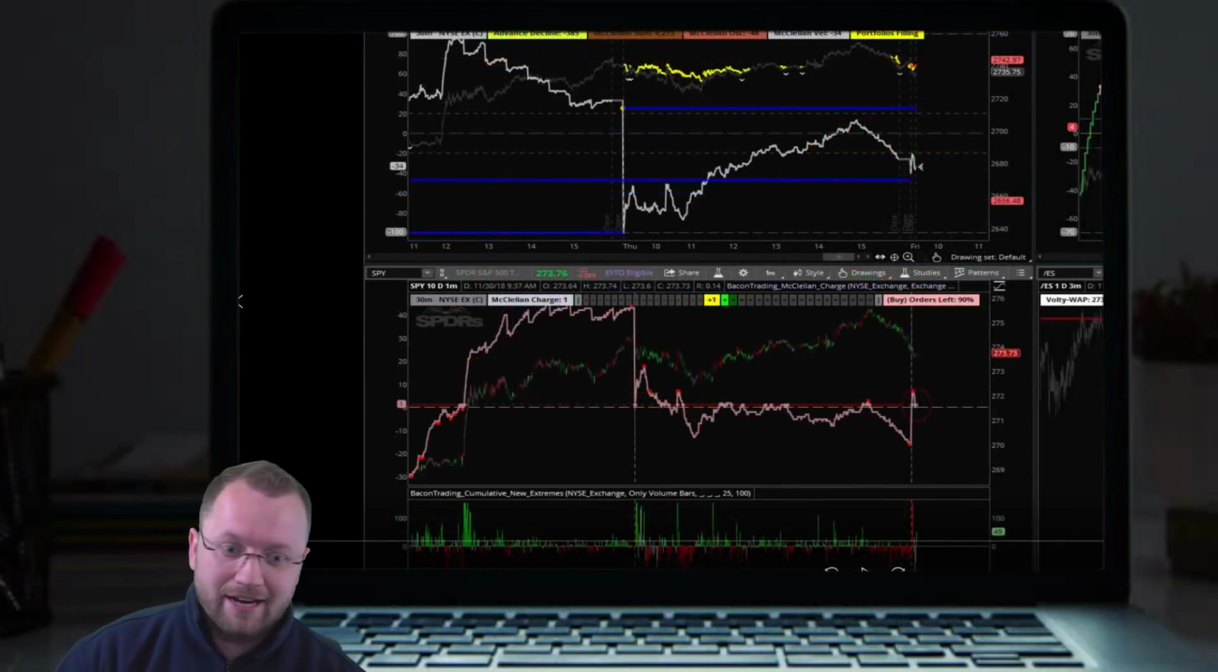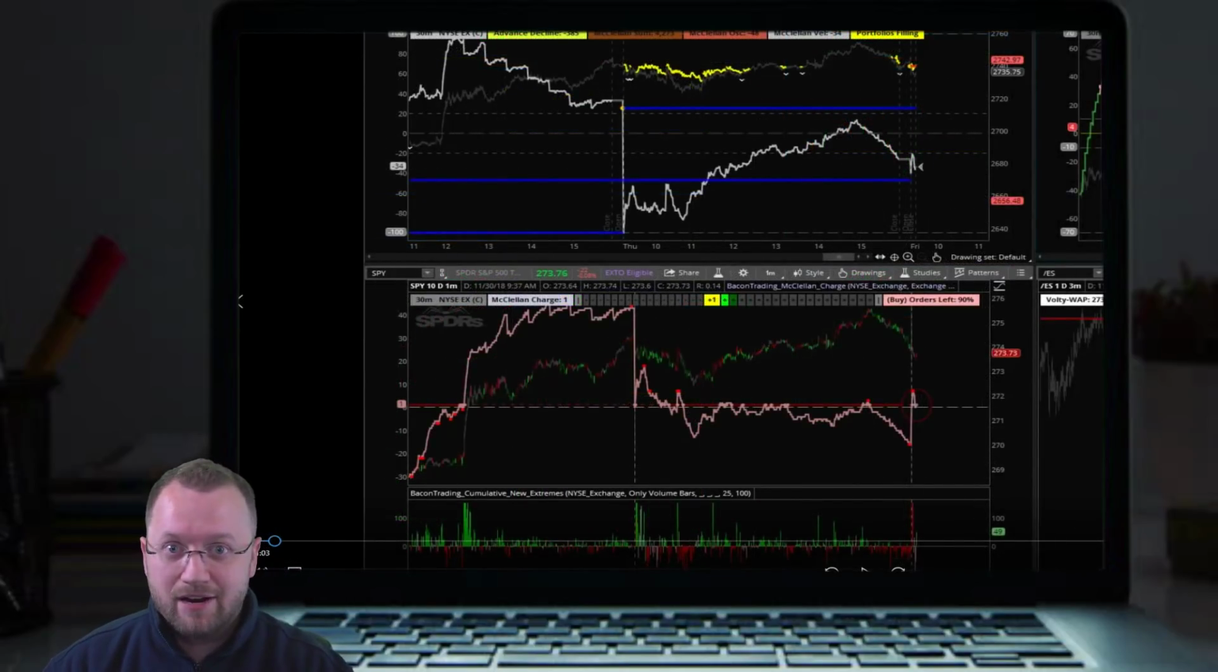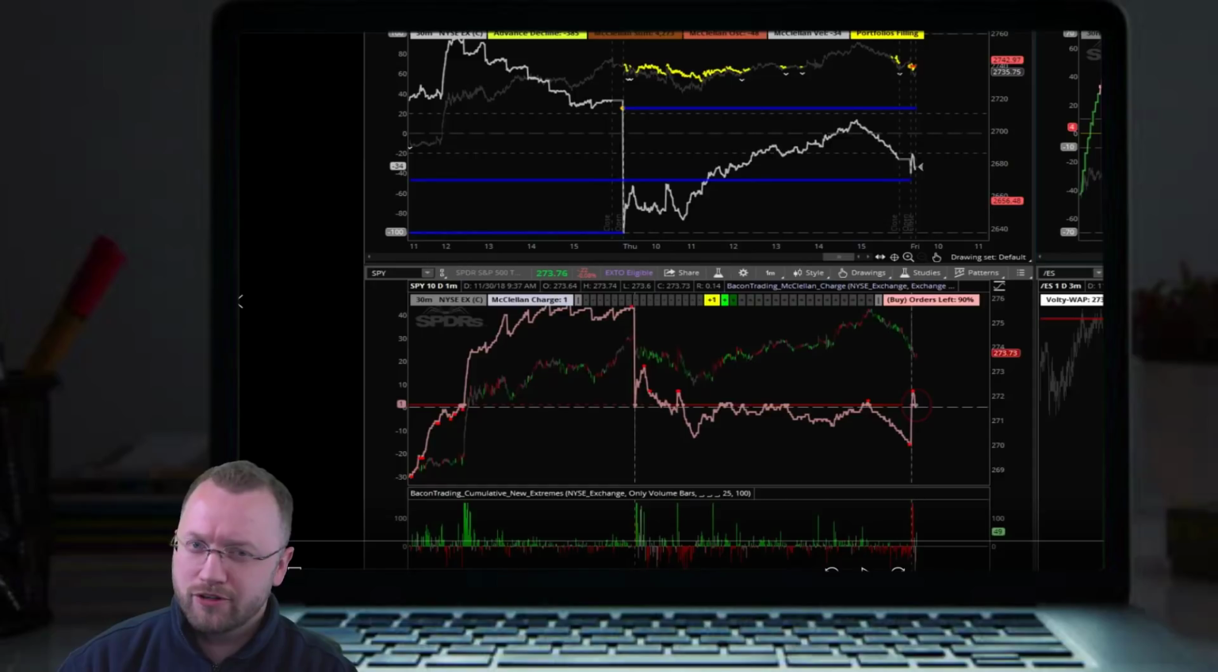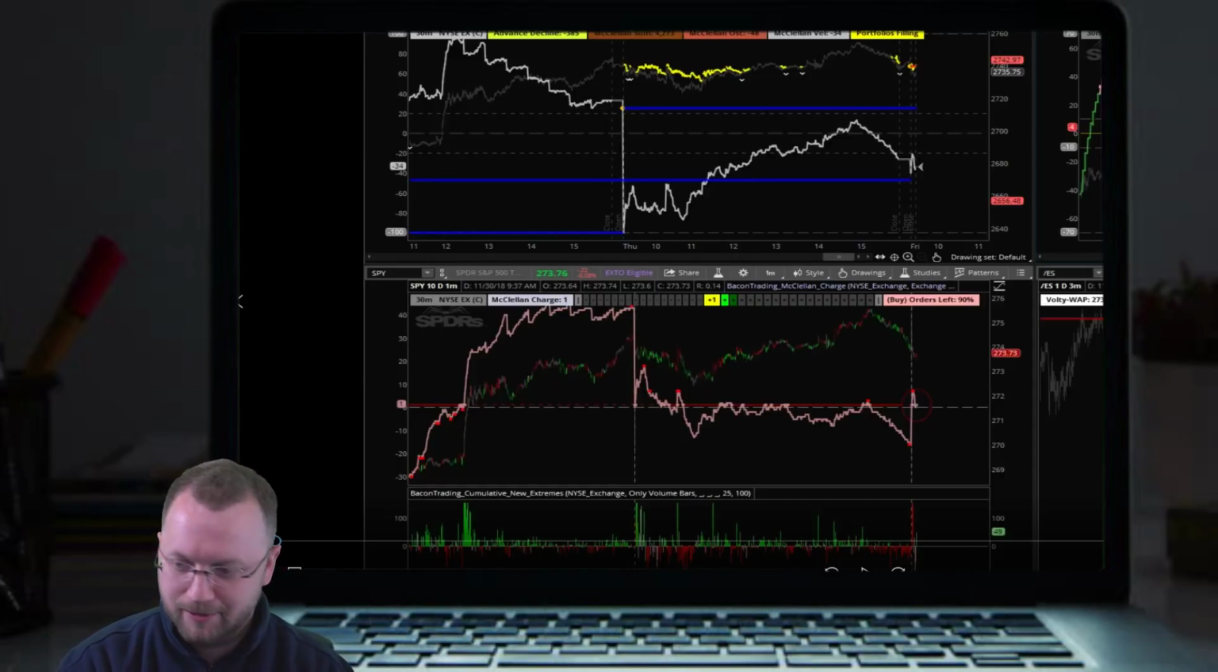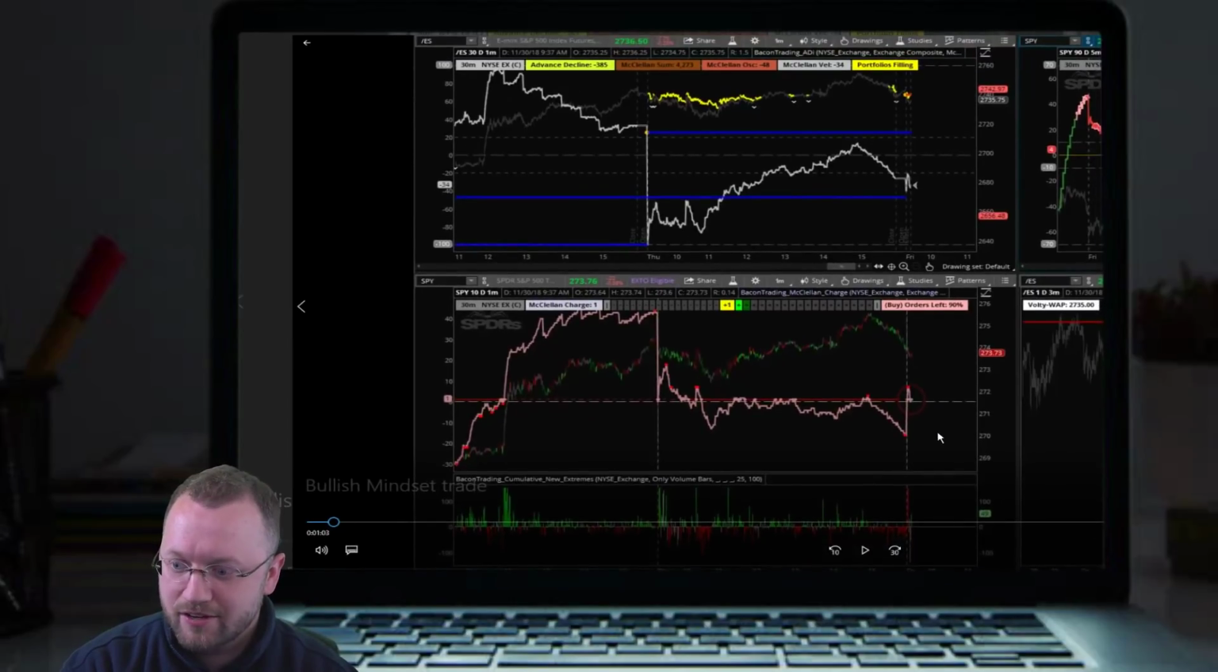Well, let's look at the decay right here as it's developing. This is from earlier today, so I'm just voicing over what happened. I want to point this out. You see how decay was retesting zero.